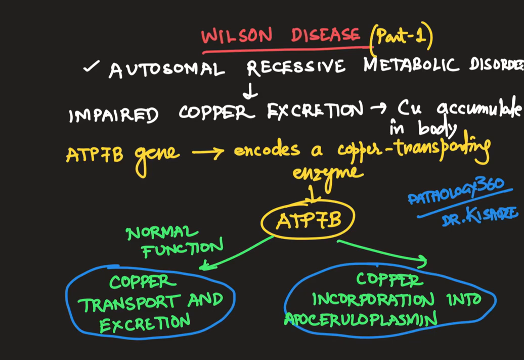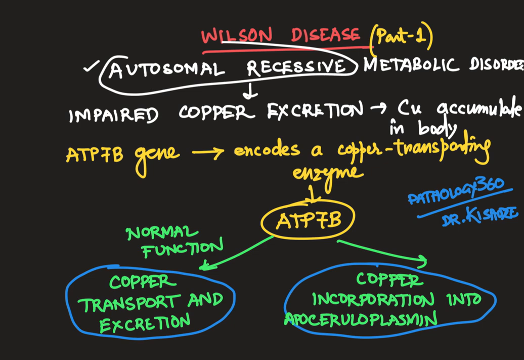Wilson disease is a key metabolic disorder that affects the liver, primarily, but then affects other parts of the body also, like the eye. It can affect the kidney, it can affect the brain, but primarily it affects the liver. It's a genetically inherited metabolic disorder. It is inherited through autosomal recessive mode, and the main problem here is impaired copper excretion, because copper accumulates in the body.